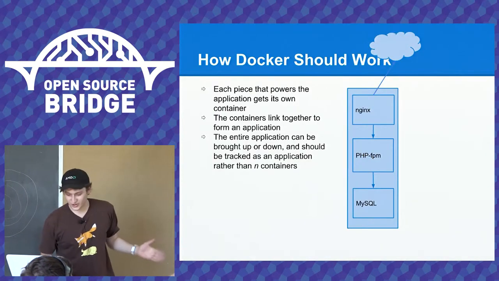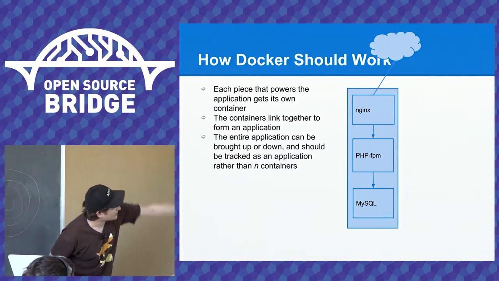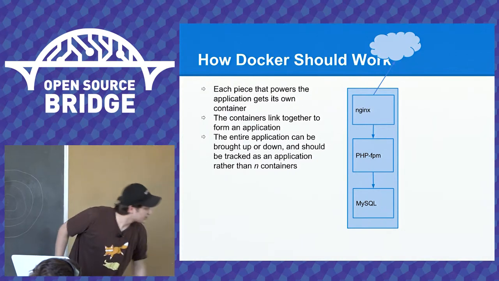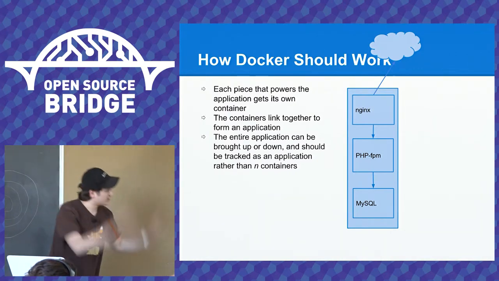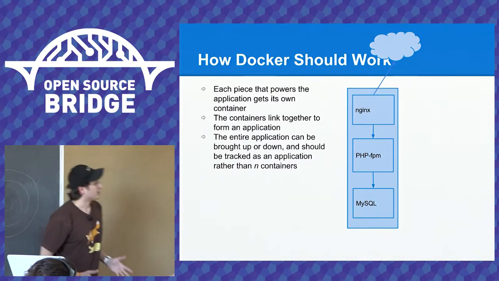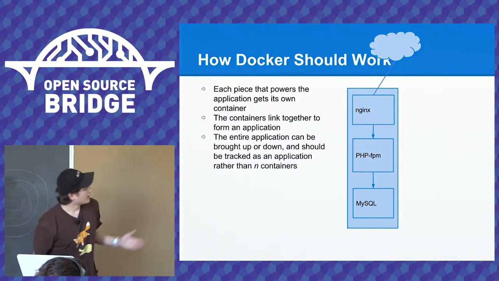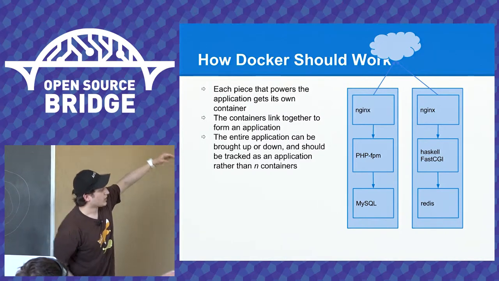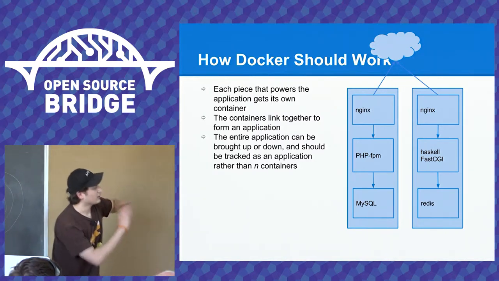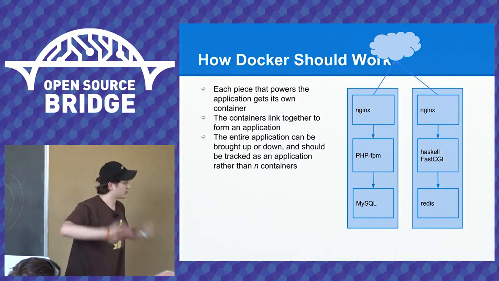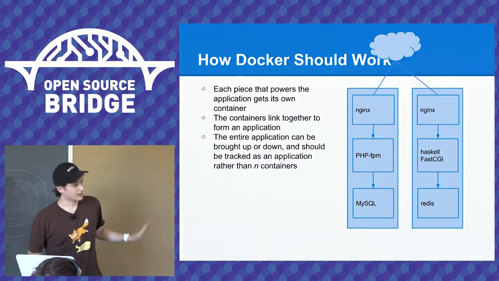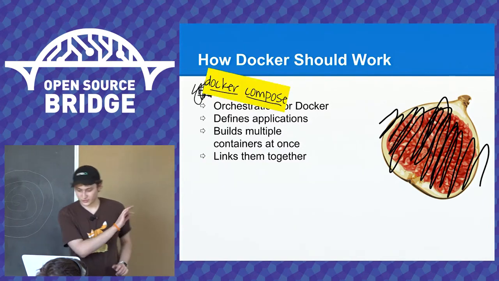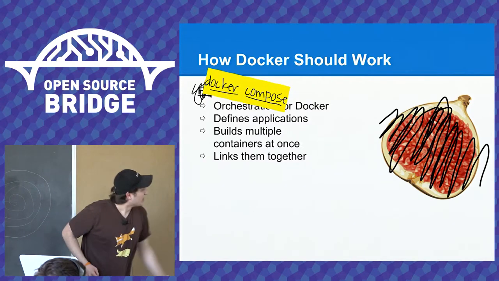So this is how Docker should work. You've got the box representing your application, and then each individual part of the application all links together. You can bring this up together, you can bring it down together. Why can't you do this by default? I don't know, but you should be able to. So here's one application. You've got another application. Six containers, but two applications. By default, in Docker, this would just be six containers just sitting around. You have no idea how to organize this stuff. Well, how can we do it? There's a tool called Fig. Well, there was this tool called Fig. It's called Docker Compose now.